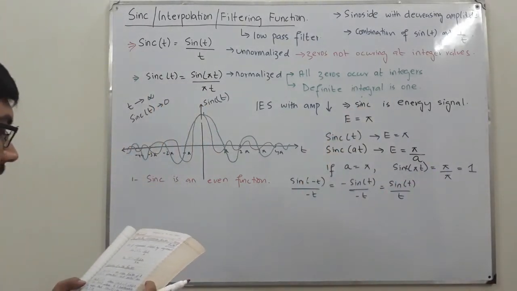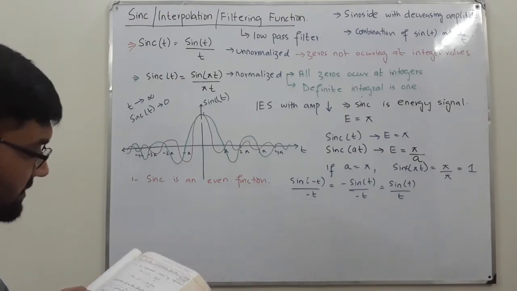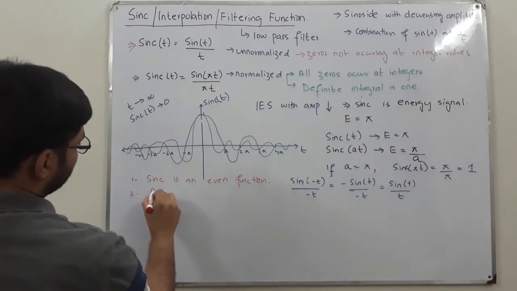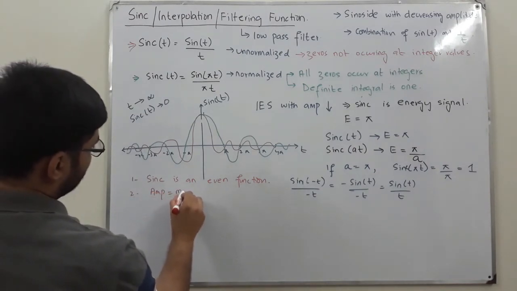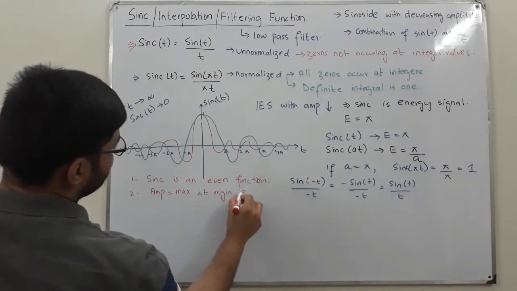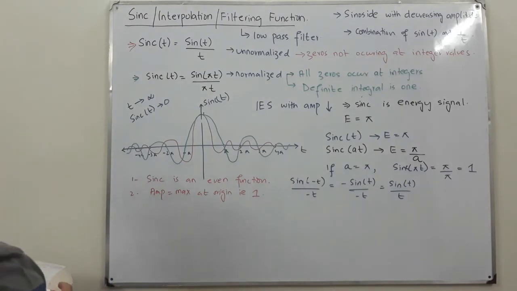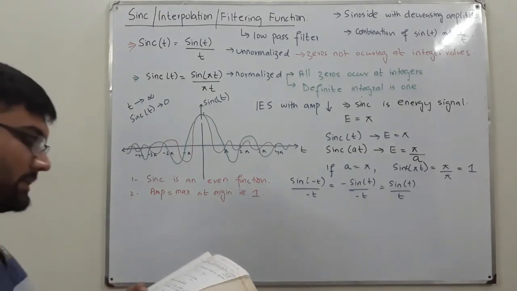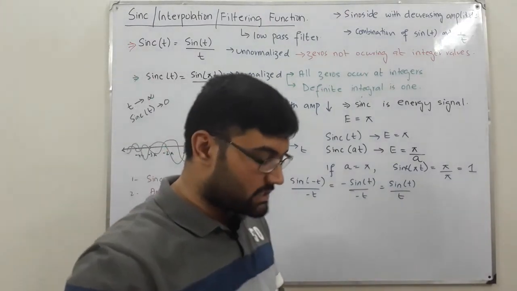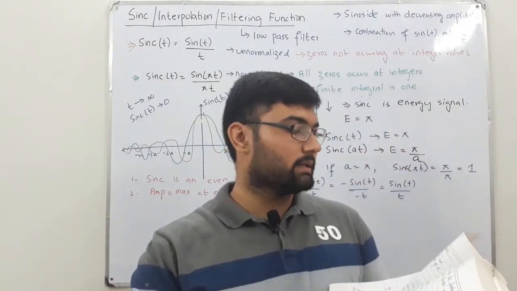Number two: sinc of x is maximum at the origin, that you also know. The amplitude is maximum at the origin, and what is the amplitude? That is 1. The sinc function is the product of an oscillating signal, sine of x, with period 2 pi, and a monotonically decreasing function, 1 over x.